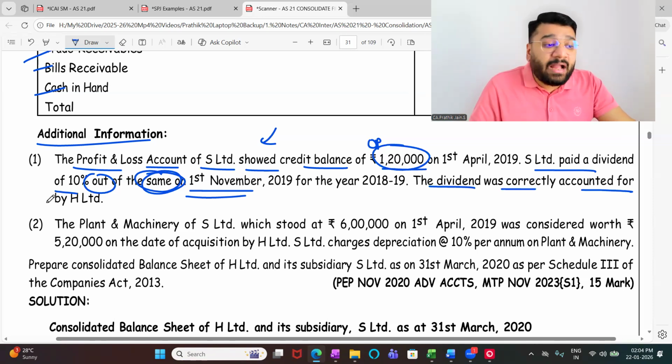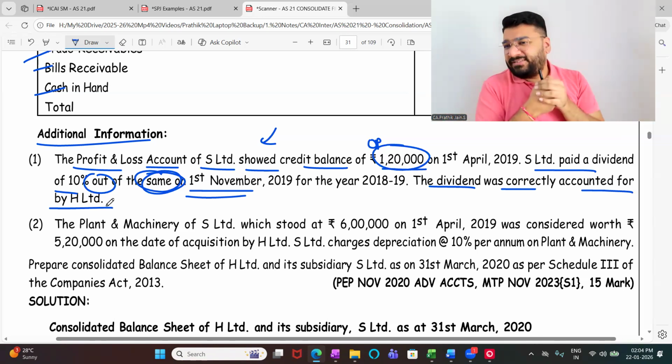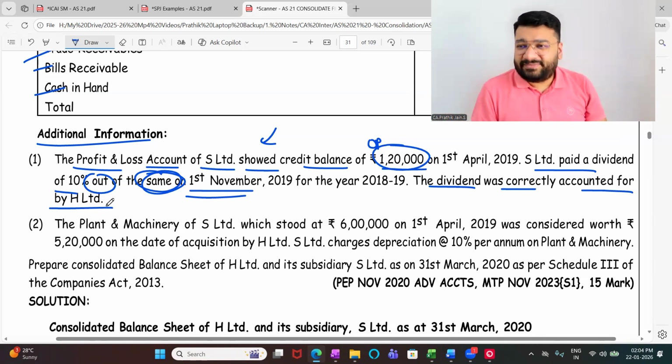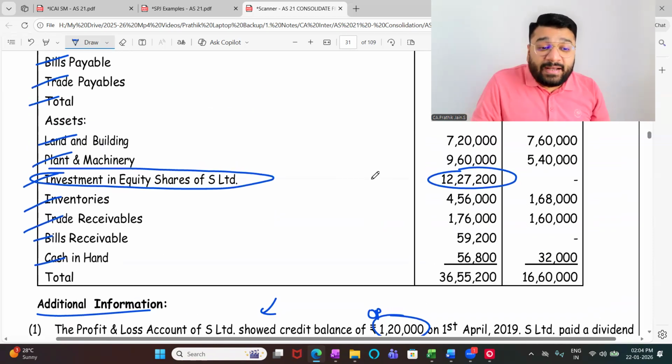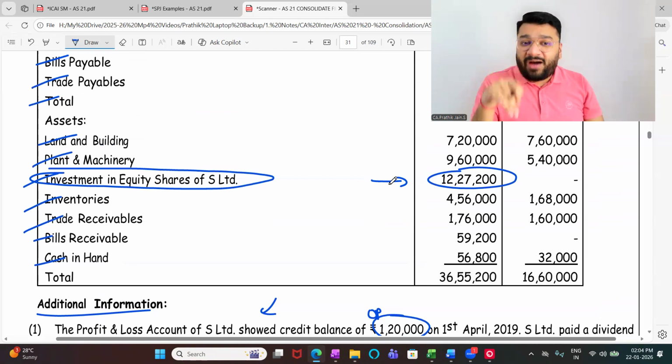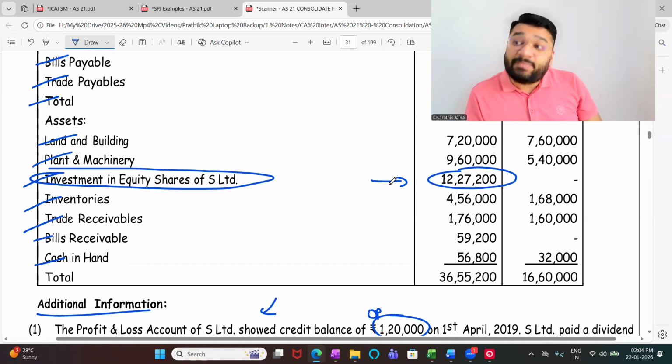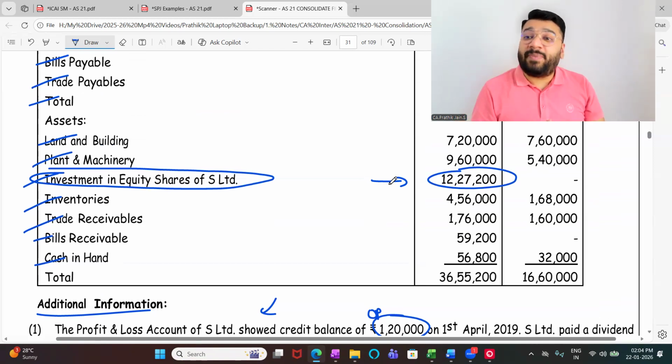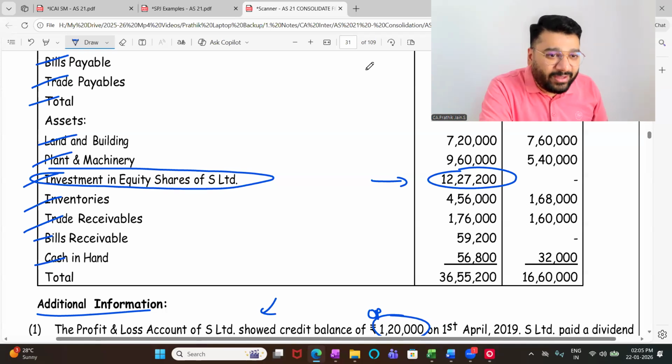The dividend was correctly accounted by H Limited. They have recorded correctly. No need to reduce from investment. Why? Because already it is reduced from investment. Is this investment after reduction or before reduction? After reduction. So if the question asks you in MCQ, what is the actual investment that is paid at the time of acquisition? With this 12 lakh 27,200, you'll add the pre-acquisition dividend, you'll get the opening investment. Pakka MCQ question. Okay, not okay.